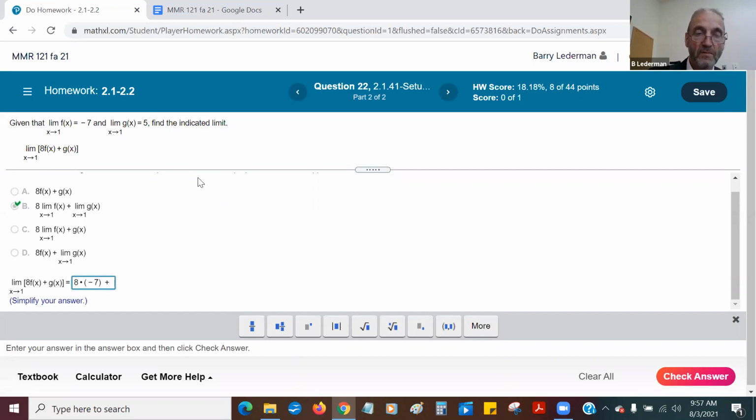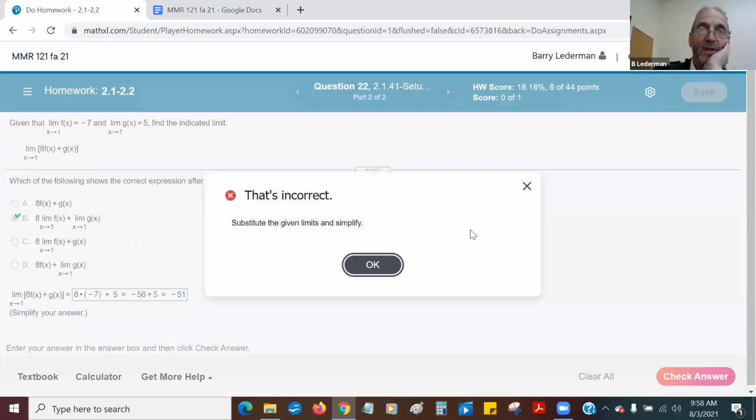Plus 5, which equals -56, plus 5, which equals -51. And now I can't type. Now, if I try to enter this whole thing, it's going to tell me I'm wrong because the answer is just -51. Let's see what it says here.